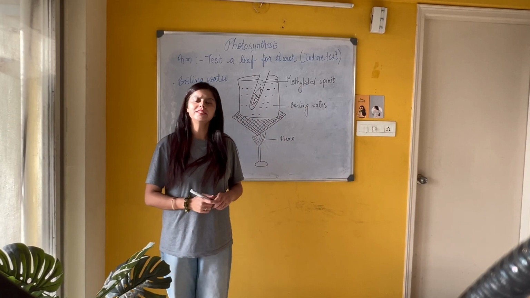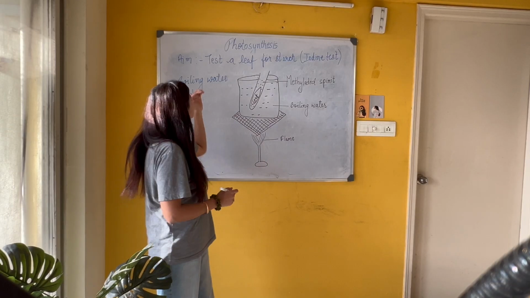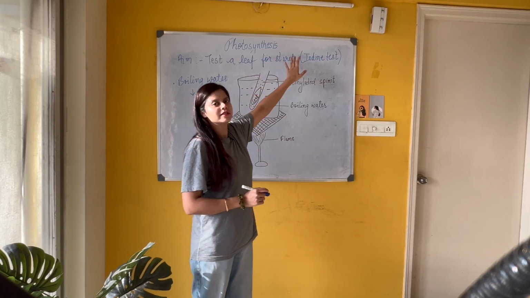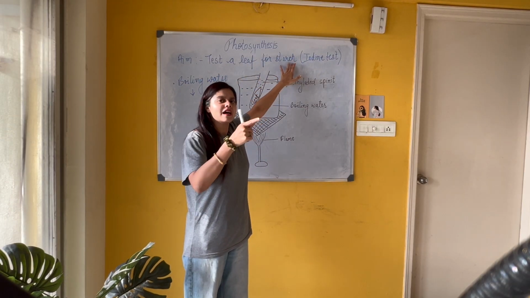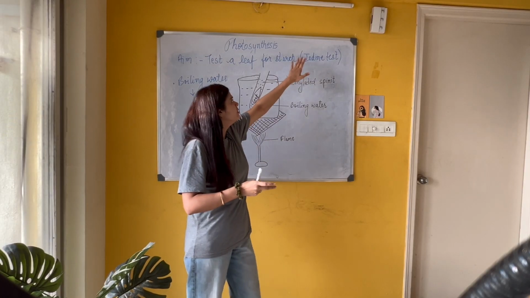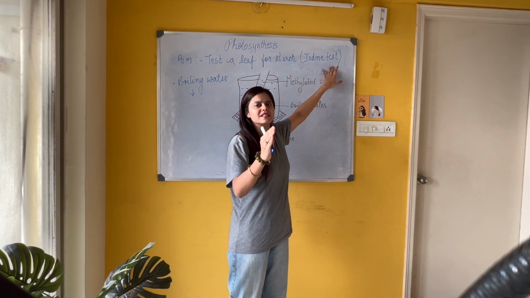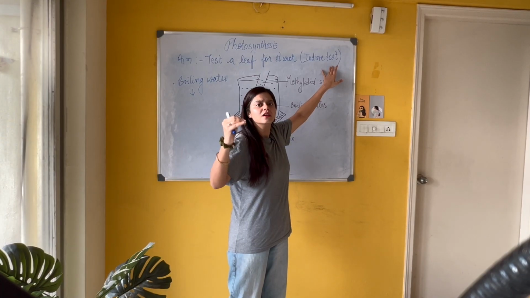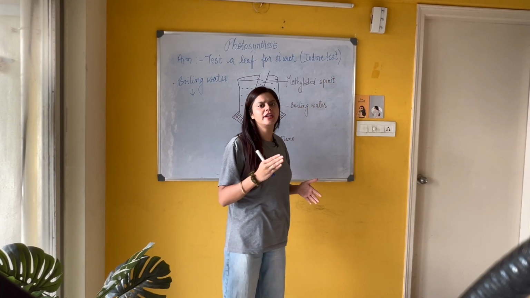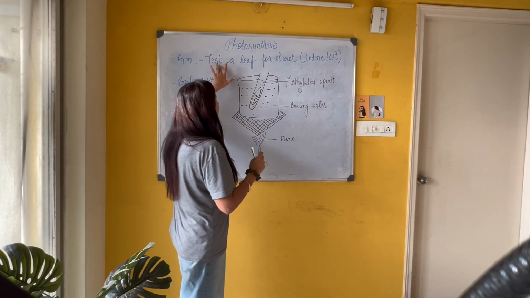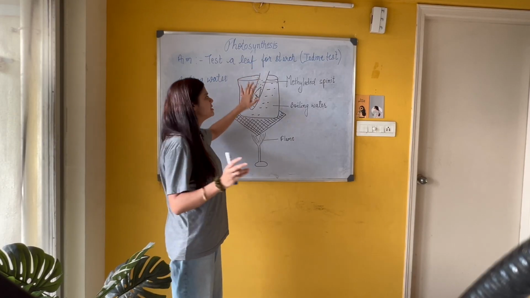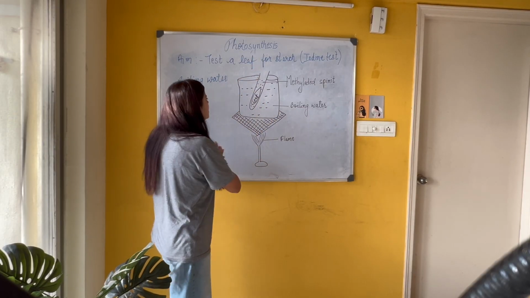Now coming to the first experiment of photosynthesis, to test a leaf for starch. To test the presence or absence of starch, we do the iodine test. And just like I told you, in the presence of iodine, blue black color indicates presence of starch and brown color indicates absence of starch. So what is done in this experiment? Let's understand the experimental setup.